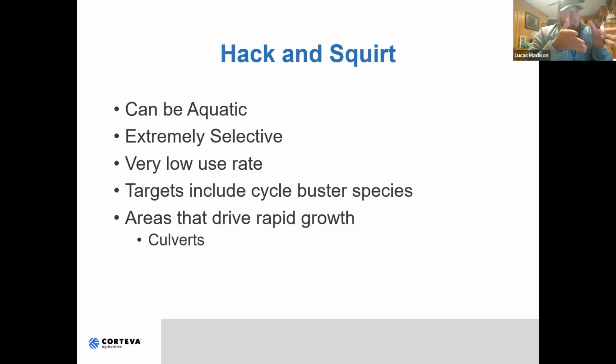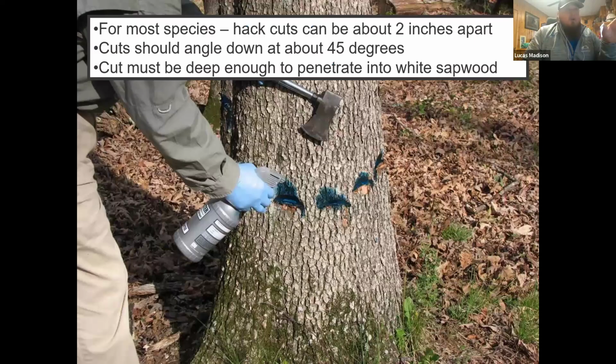For example, on changing up your application technique, I work a lot in the right-of-way business, and one of the issues is that whenever they're coming across a right-of-way, they may run into a riparian area or a pond that's got an island out there, and the mix they're using is not fully aquatic. It may be water's edge with minimal overspray. So they'll immediately switch up their application technique to something very different, and they'll do what's called a hack and squirt.